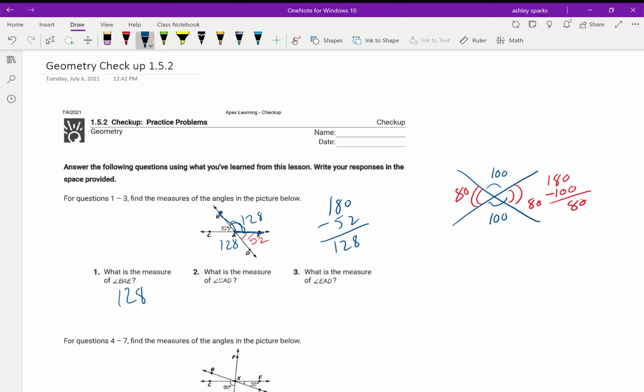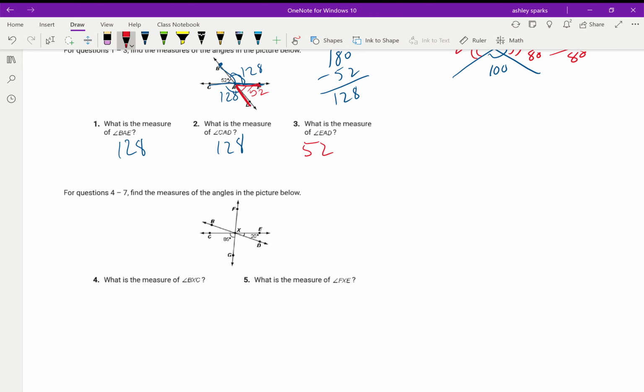The next one asks about angle C, which is all the way over here, to A, to D. Well, that's also 128. And our last one we can see is E to A to D. So that would be this side, which is 52. So reading your angles, you just follow the order of the letters.